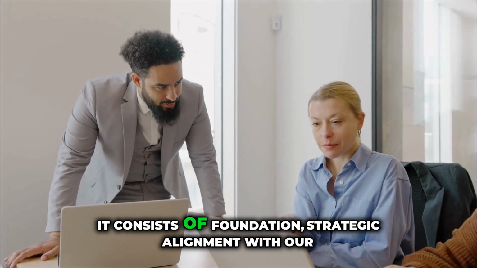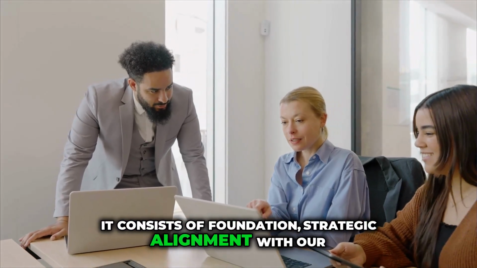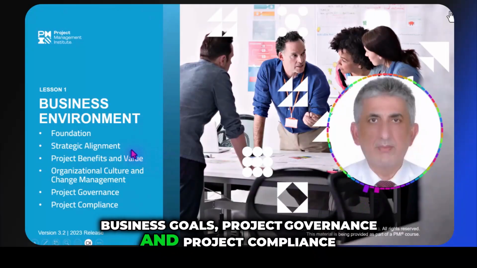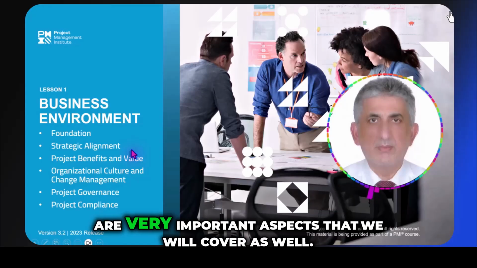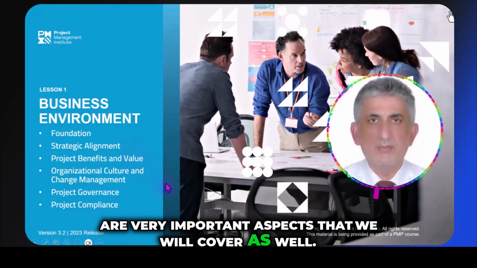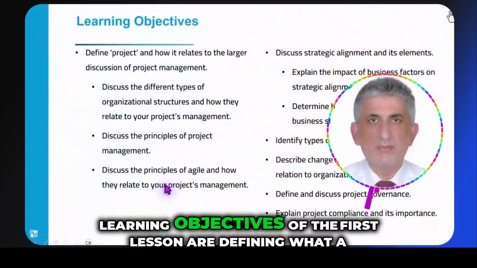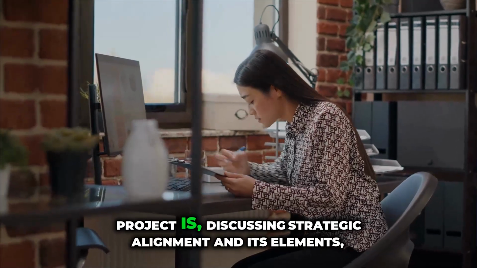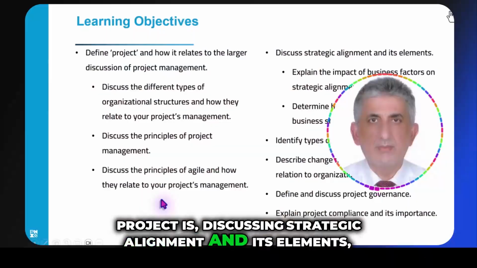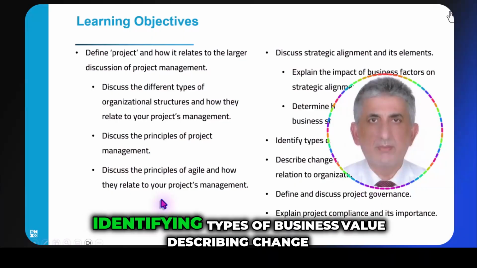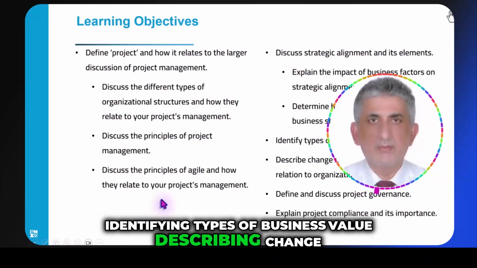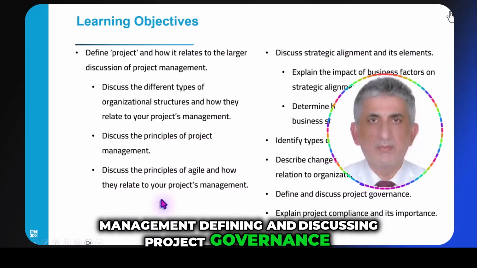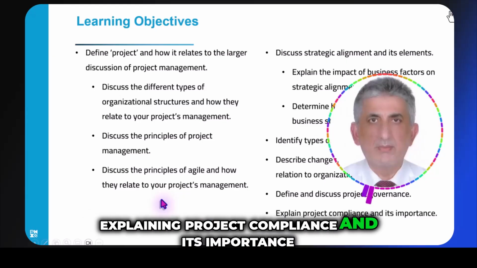It consists of foundation, strategic alignment with our business goals, project governance, and project compliance are very important aspects that we will cover as well. Learning objectives of the first lesson are defining what a project is, discussing strategic alignment and its elements, identifying types of business value, describing change management, defining and discussing project governance, explaining project compliance and its importance.